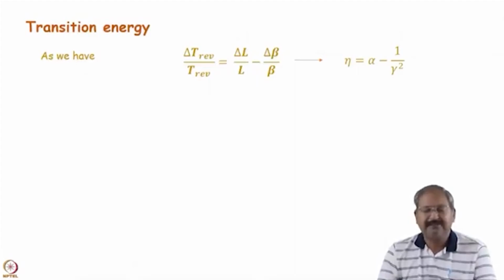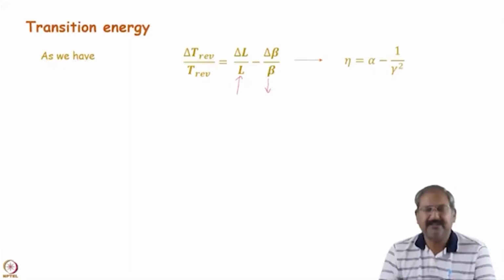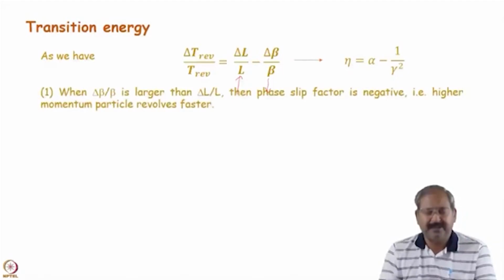As we have, delta T by T is delta L by L, delta beta by beta. At one place, because one factor increases the revolution time and the other factor decreases the revolution time, at one energy or one beta it can occur that both components cancel each other. Means delta T revolution upon T revolution becomes 0. This is known as transition energy.